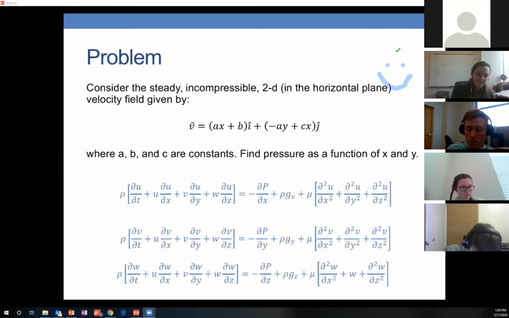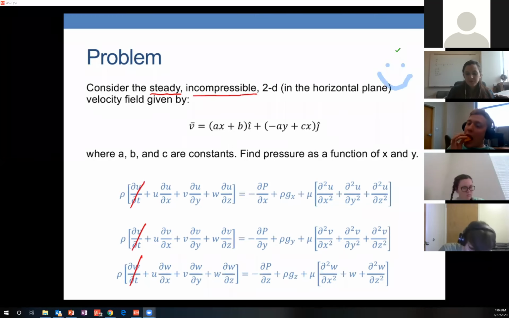First thing, it's steady. So if it's steady, what can we cancel out of these equations? The time derivatives? All the time derivatives. Cool. All right, it is incompressible, which mostly just means that the rho here can be considered constant, but you can't cancel it out at this point. Okay, it is 2D. What are the 2 dimensions that it is?